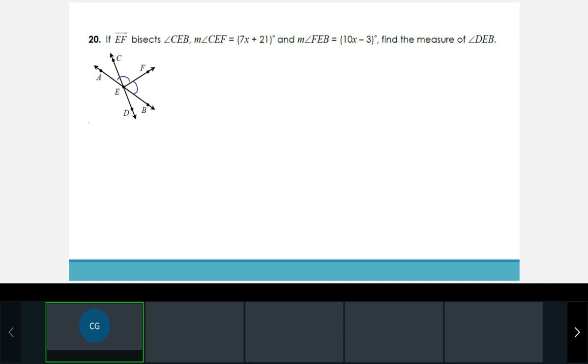Now it says the measure of angle CEF is 7x plus 21. And FEB is 10x minus 3. We're going to find the measure of angle DEB. DEB, that's this guy. Well, let's start by solving for x. We know that these two angles are congruent, which means that their expressions are equal. So we can solve for x. Subtract 7x from both sides. Add a 3 to both sides. Divide by 3.